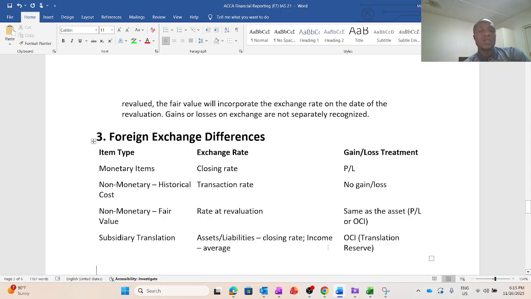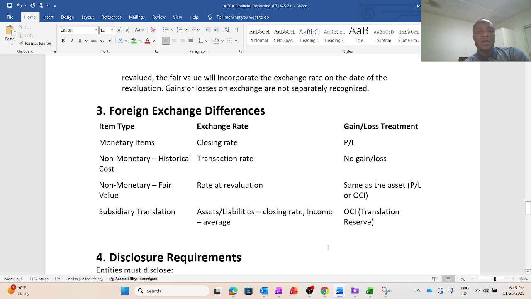And also, we are going to look at the final point, foreign exchange differences. We have items, we have the exchange rate, we have the gain or loss statement. For monetary items, we are going to translate using the closing rate, and then the gain or loss should be taken to profit or loss. For non-monetary items, we are not going to translate; we are going to maintain them at the historic cost, so there will be no gain or loss. For non-monetary assets at fair value, the rate at revaluation, same as the asset, fair value or OCI.